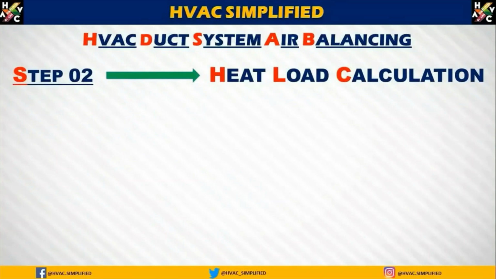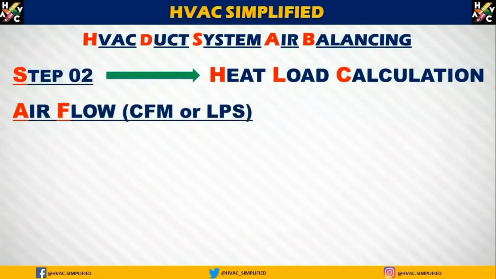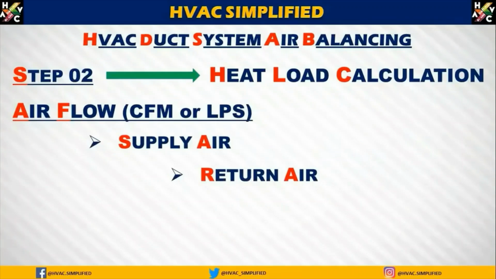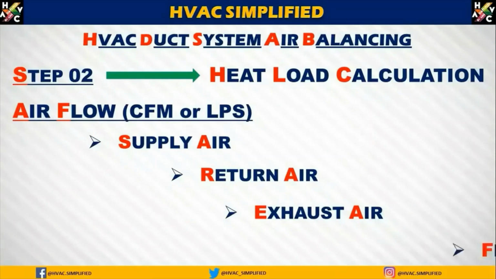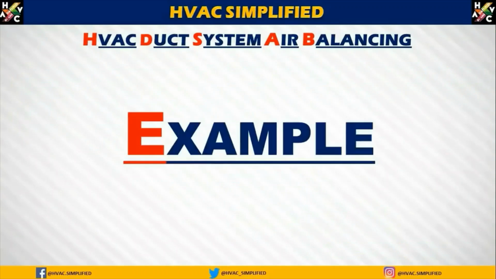Step 2 will be heat load calculation. When the heat load calculation is performed, the basic parameters such as airflow, which will be in CFM or liters per second, will be determined. The main parameter which we get from any heat load calculation is the supply air. Now you need to know supply air, return air, exhaust air and fresh air. Now let us understand with an example.